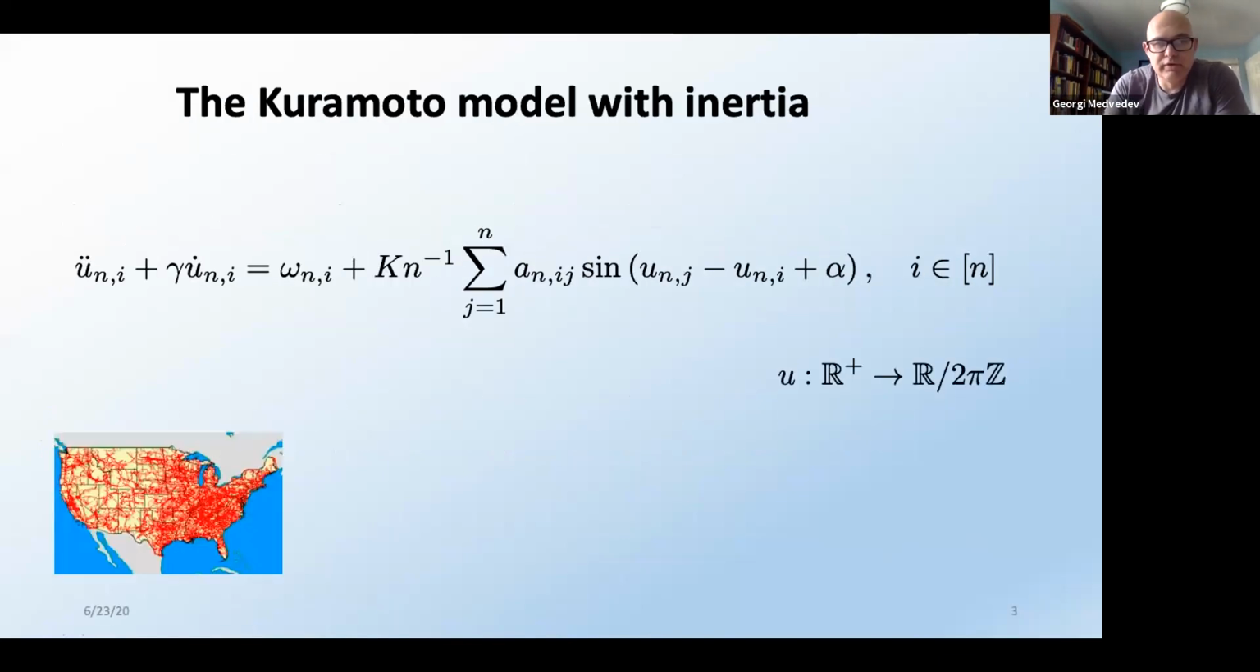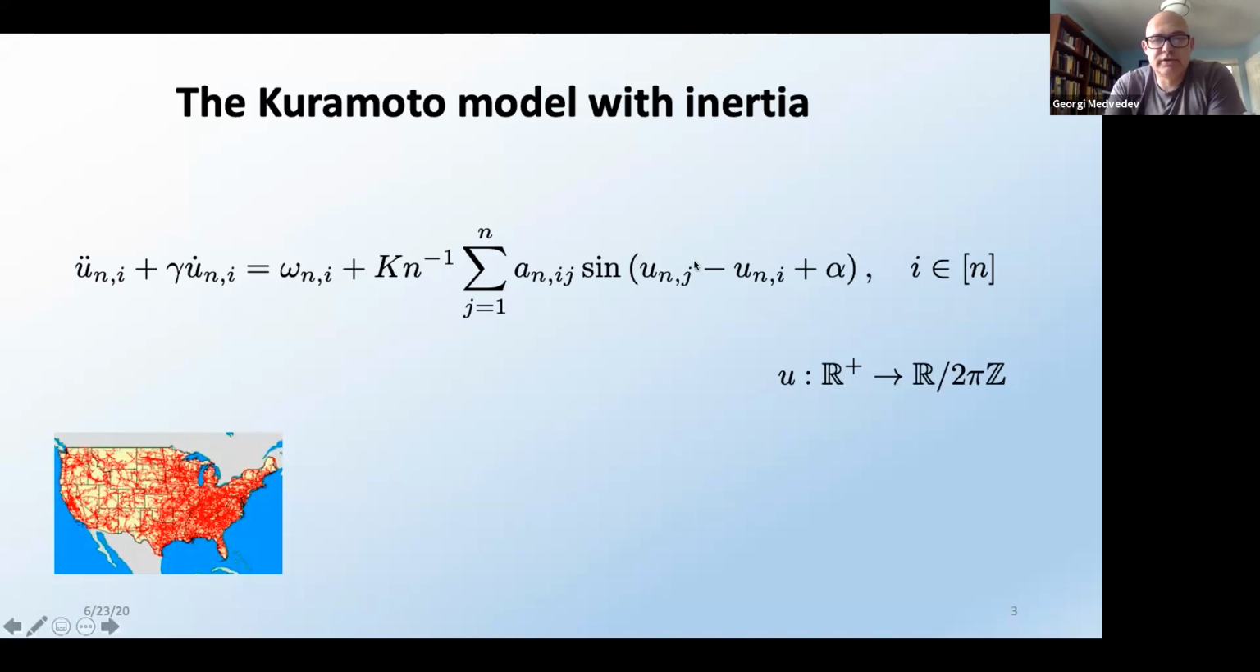For those who haven't seen this model before, I'm going to introduce it. It's a network of coupled oscillators. These are phase oscillators. U takes values in the unit circle. The dynamics of each oscillator is relatively simple. It's described by a second order ODE. So we have some damping and the torque, right?